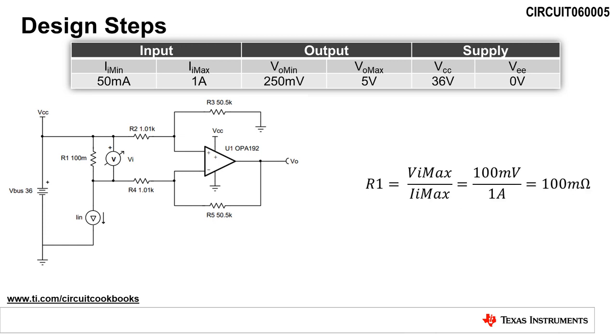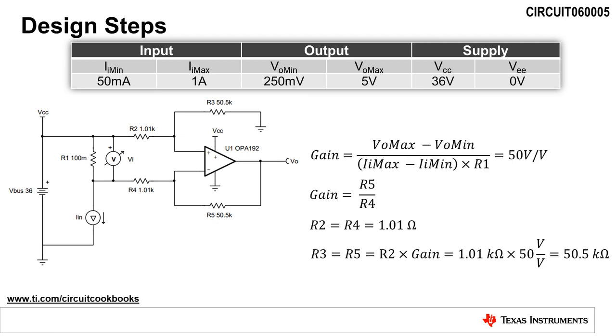The first design step is to calculate the shunt resistance R1 based on the maximum load current of 1 amp and maximum voltage across the shunt. For this design, we will set the maximum voltage across the shunt to 100 millivolts. To calculate the shunt resistance, we simply divide the maximum voltage across the shunt by the maximum load current, which yields a value for R1 of 100 milliohms.